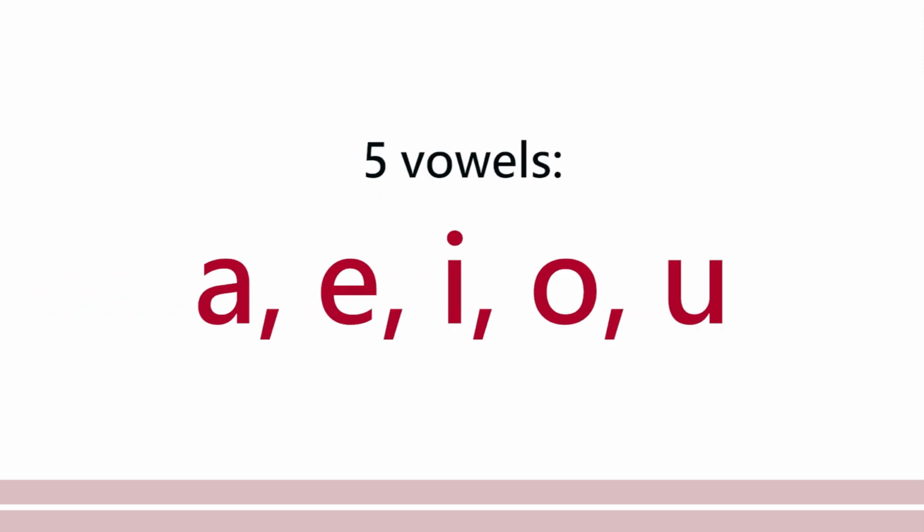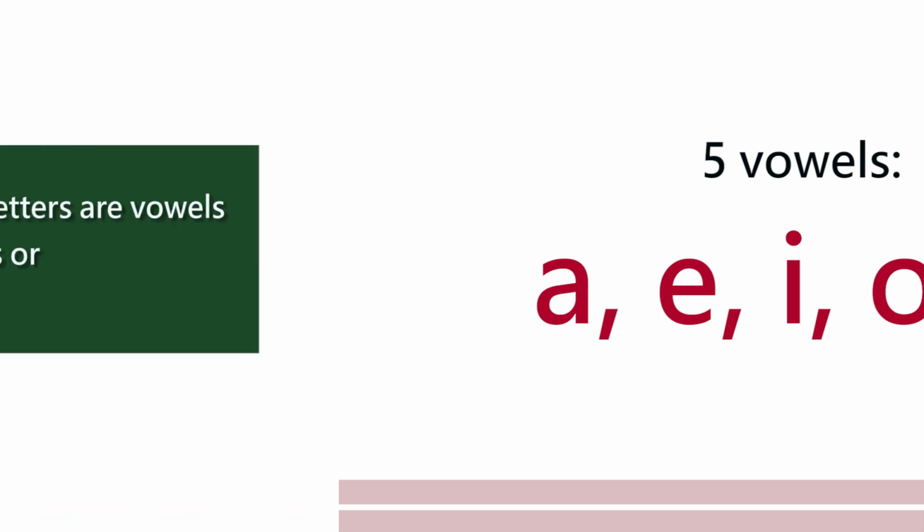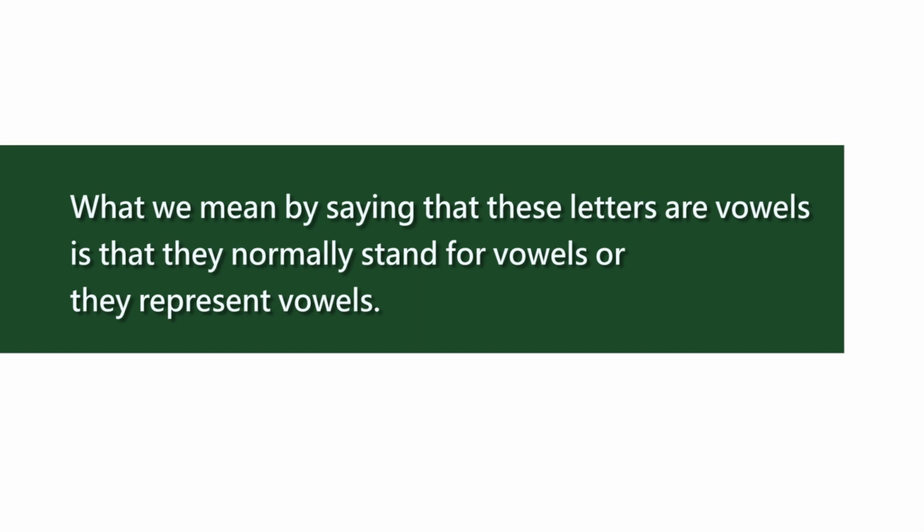We are told in school that A, E, I, O, U are the vowels in the English language. And isn't that easy? Because now we know that these are vowels. But usually easy things are not accurate. When we say that these letters of the alphabet are vowels, what we mean is not that these letters per se are vowels. What we mean is that they stand for vowels, or they represent vowels.